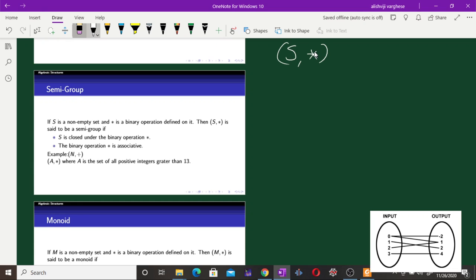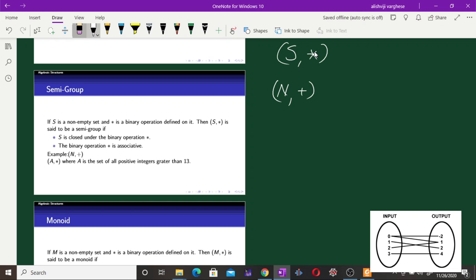So let's have some examples. If we consider the set of all natural numbers together with addition, then it will have the two properties. If you add two natural numbers, then the sum is also a natural number, so it is closed. Then it is associative under addition. So N plus is a semigroup.